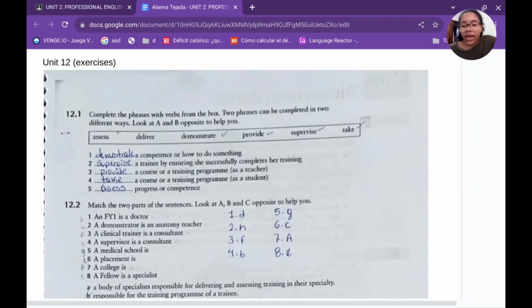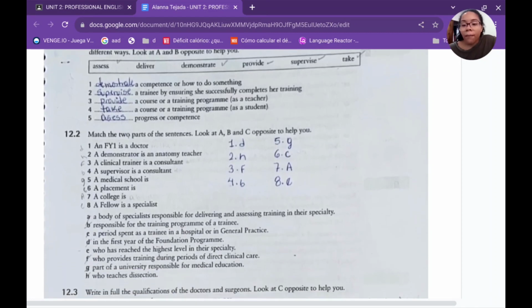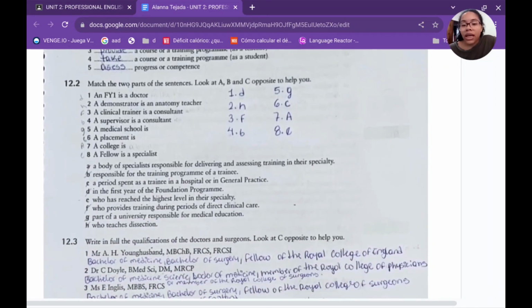3. Provide a course of training program as a teacher. 4. Take a course of or a training program as a student. 5. Assess progress or competence. Match the 2 parts of the sentences. Look at A, B, and C opposite to help you.